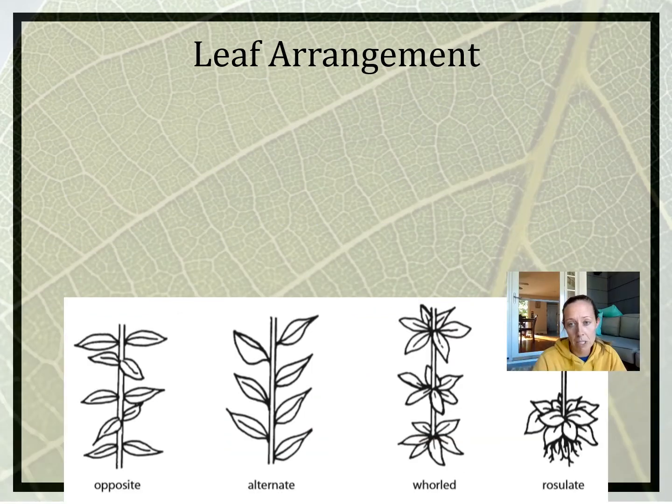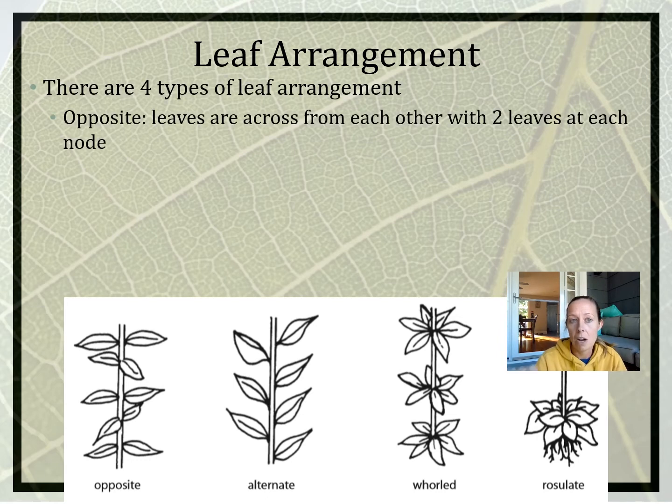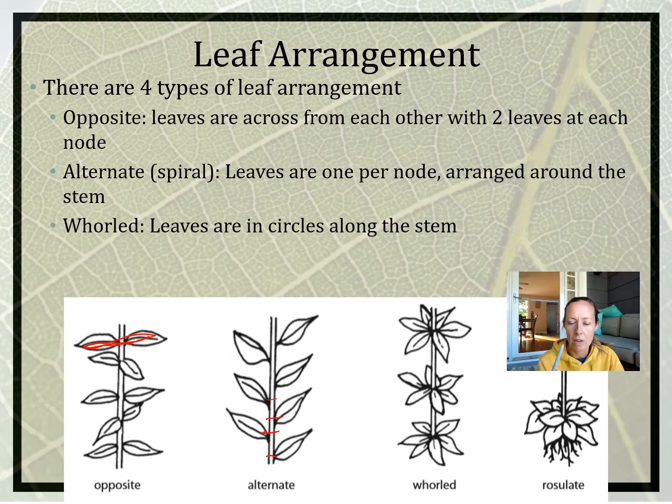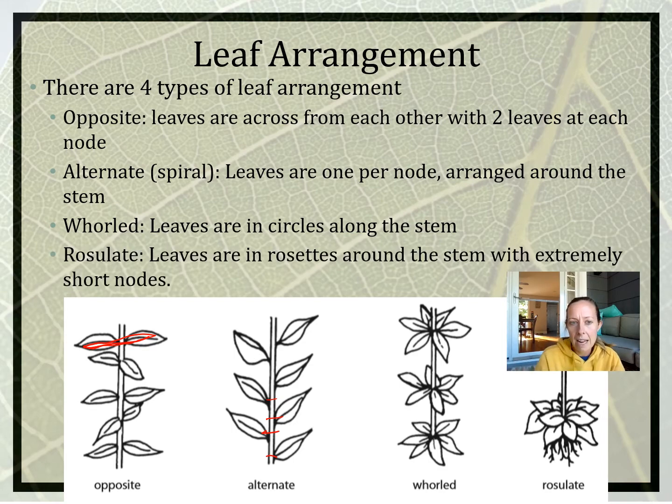Next is leaf arrangement. This is how the leaves are actually appearing on the stem. Your leaf can be opposite, where you could draw a line from one to the other. The petioles are going to meet up at the same node, okay? You have alternate, where you have one leaf per node, and it goes on alternating sides of the stem. So here's a node, here's a node, here's a node, here's a node. Then you have whorled, where they're going to be circular around the stem. And then you have rosette. It's really short nodes, and they're kind of just spiraled around it.